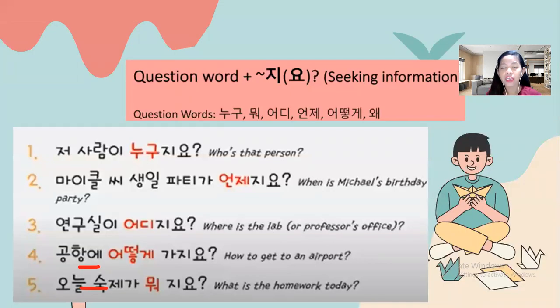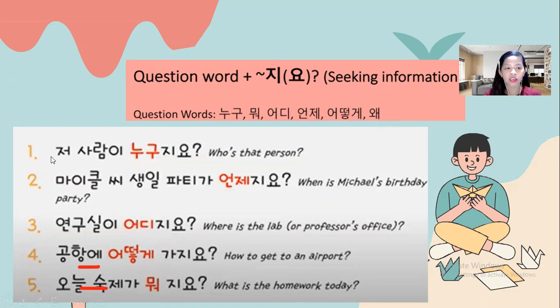Right. Now next, oh, by the way, class, 지요 is not only used to seek agreement or confirmation, but when it is used together with 누구, 뭐, 어디, 언제, 어떻게, 왜, that means they are seeking information. So when you say 누구, it refers to who, right? 뭐, what, 어디, where, 언제, when, 어떻게, how, and 왜, why. Okay, so I have here some examples.